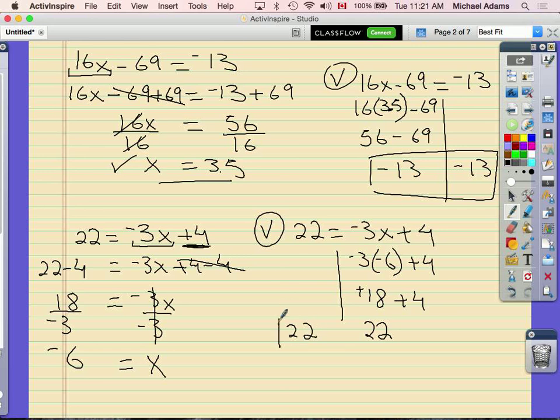So I have 22 on the right side, and I have 22 on the left side. So these two are the same. The left side and the right side are equal. That means this answer is correct. x is equal to negative 6.